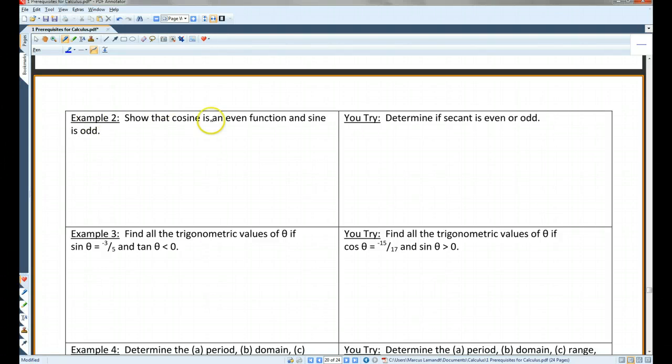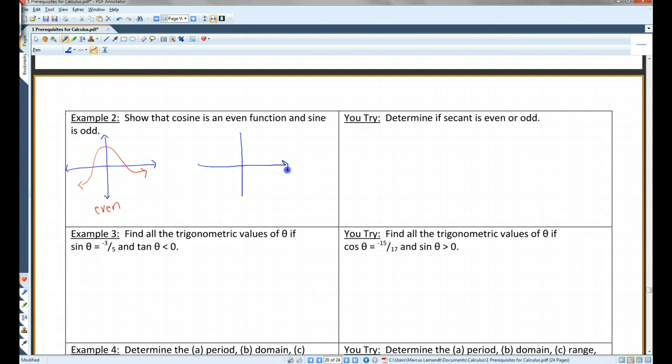Okay, show that cosine is an even function and sine is odd. If you guys remember the graphs of sine and cosine, the graph of cosine looks something like this. I'm only going to draw one period. Imagine that's symmetrical, something like that. Notice how it's symmetrical about the y-axis. That makes it an even function. And of course this goes like that because it's periodic.